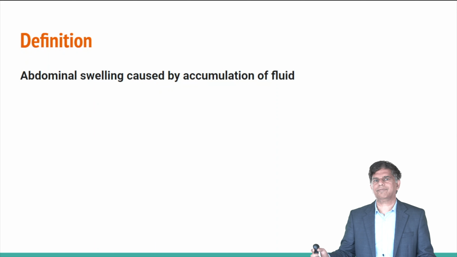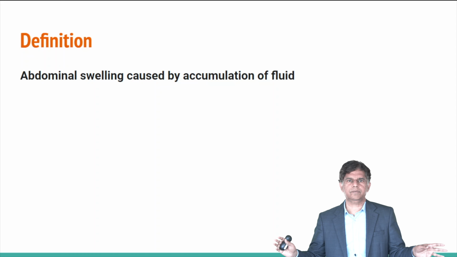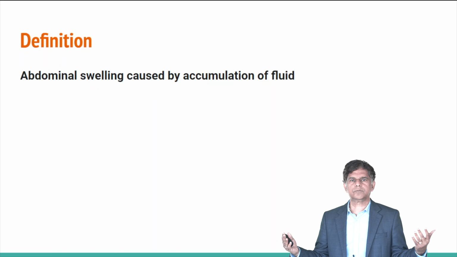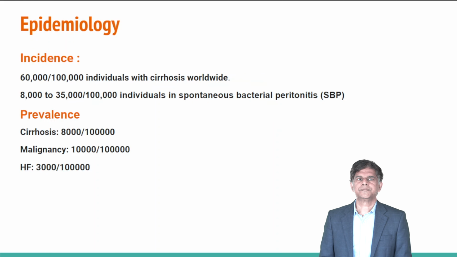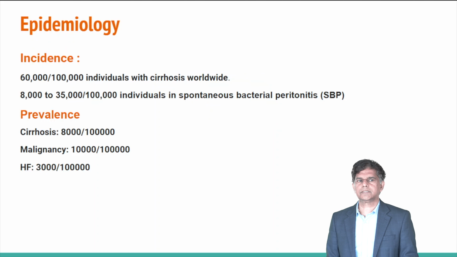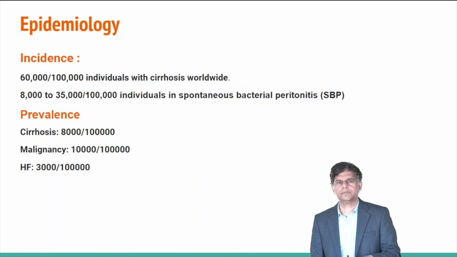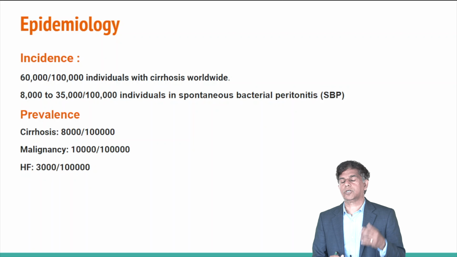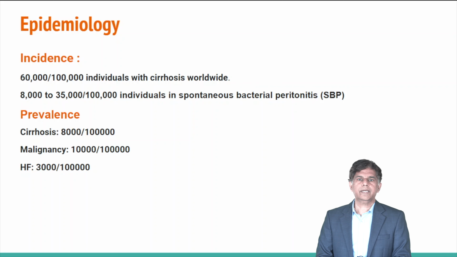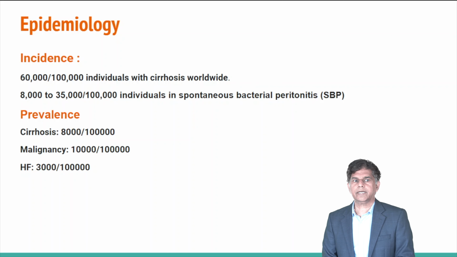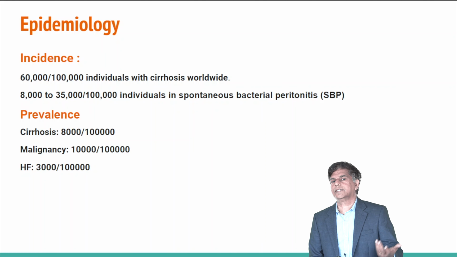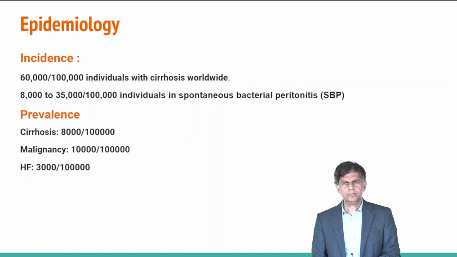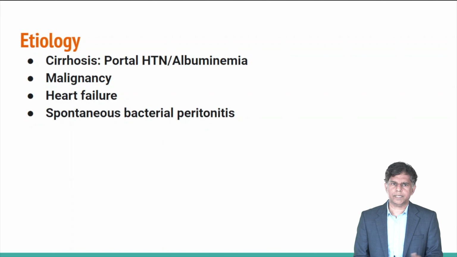When you talk about the definition, first we need to define everything, right? The definition is abdominal swelling due to accumulation of fluid. Pretty simple. Then epidemiology: a few facts, 60 per 100,000 with cirrhosis. Cirrhosis is the most common cause of ascites. They can have spontaneous bacterial peritonitis, and the second is probably malignancy, and heart failure and malignancy are kind of together. Third one, heart failure, okay?